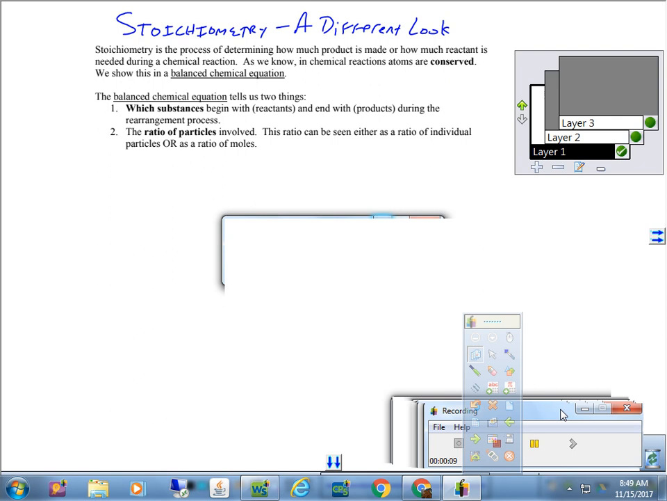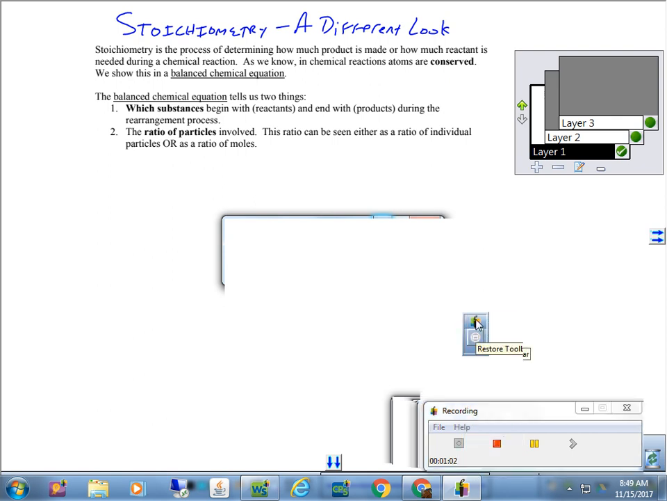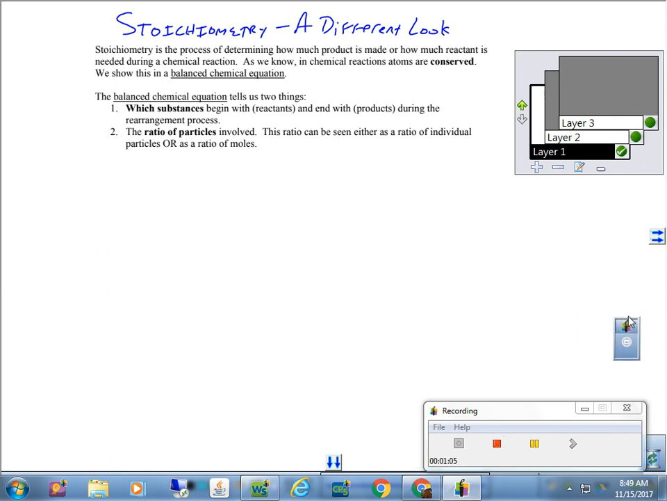Step number one, stoichiometry, again, is given how much we have, how much are we going to end with, you have to have a balanced equation. That is going to tell you what we're starting with, what we're going to end with, how they rearrange. It gives you the ratio of the particles or the ratio of moles. If you don't have the balanced reaction, you may as well give it up and just quit. So let's see what we're talking about with this slightly different method.